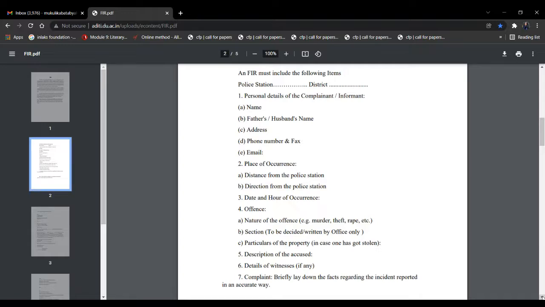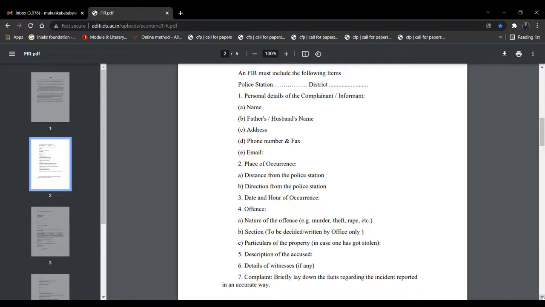Then you will write about the date and hour of occurrence. Now, obviously, you don't remember exactly किस time misplace हुआ था, but around the time that you started traveling, कुछ idea तो होगा, so you will be as accurate as possible.